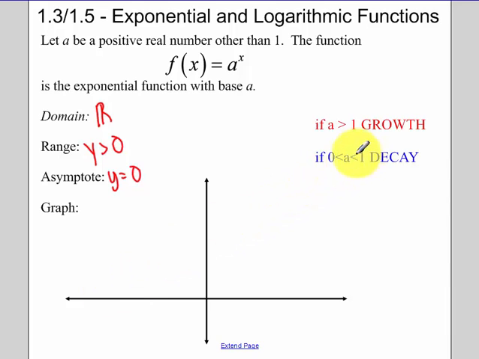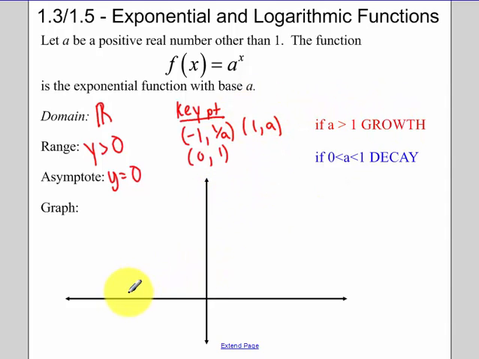And we have a growth function or a decay function, and that all depends on a few things. First, I want to talk about a few key points that we're going to be graphing. One of the key points is if you make your exponent negative, you get 1 over a. Make your exponent 0, anything to the 0 power is 1. And then 1 and a. And that's going to get you an idea of what the graph looks like when we start translating.